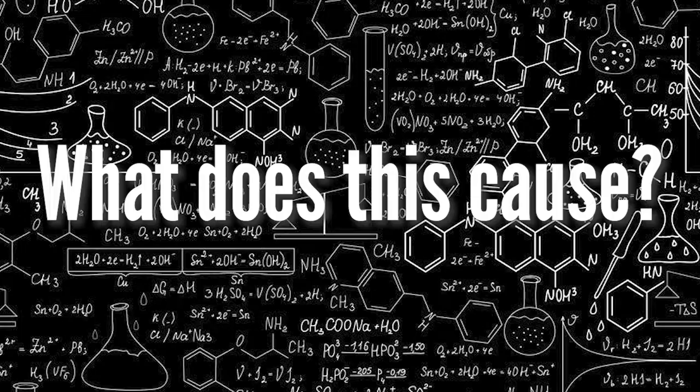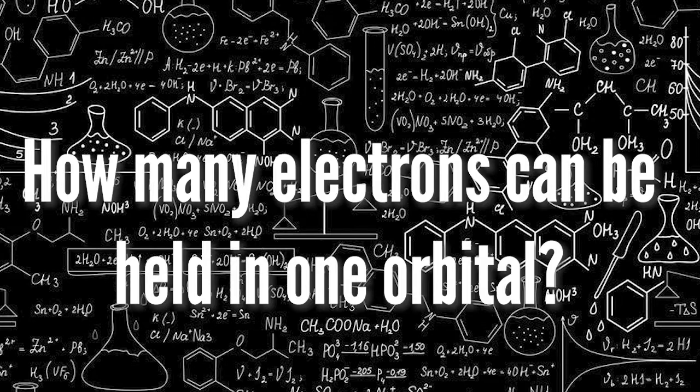Question number 8. What does this spin cause? The spin on electrons causes a small magnetic field called a magnetic moment. Question number 9. How many electrons can be held in one orbital? A total number of 2 electrons with opposite spin.